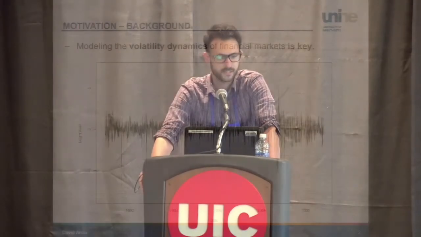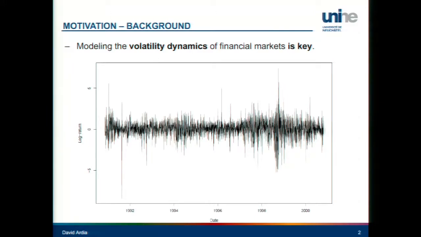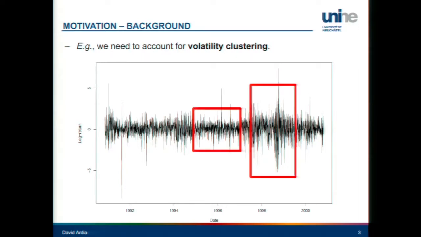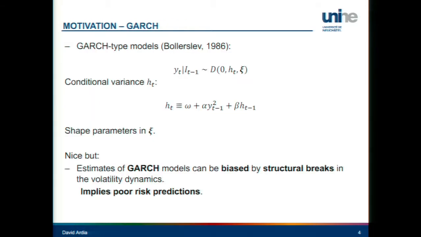So I start with the motivation. On this plot you see the log return of the SMI index for a period ranging from the 90s to a period after 2000. What is important, I think, from a risk management viewpoint, is to model the variability of this time series, namely its volatility. Typically what you want to capture with an econometric model is the so-called volatility clustering, i.e. the fact that you have blocks of small volatility followed by blocks of high volatility. And the seminal model, which was developed by Bollerslev in 1986 to account for this, is the GARCH model.